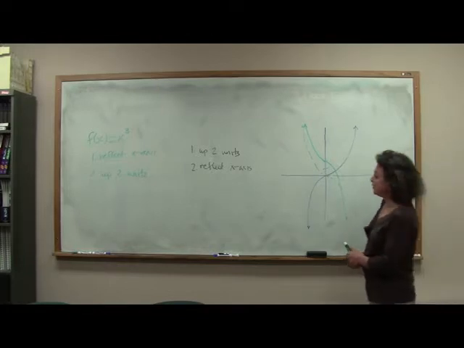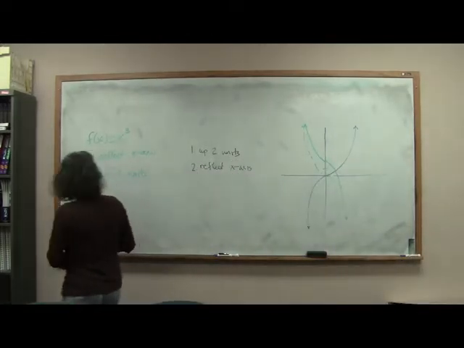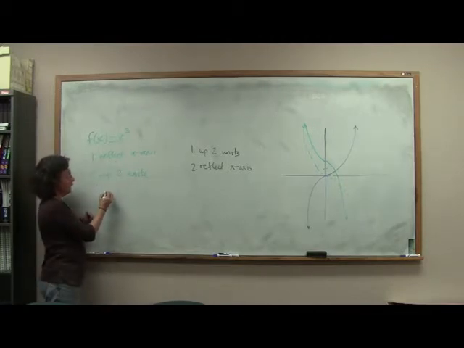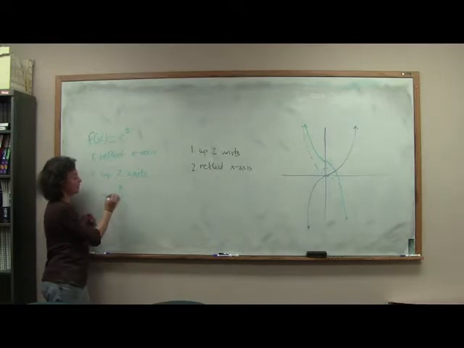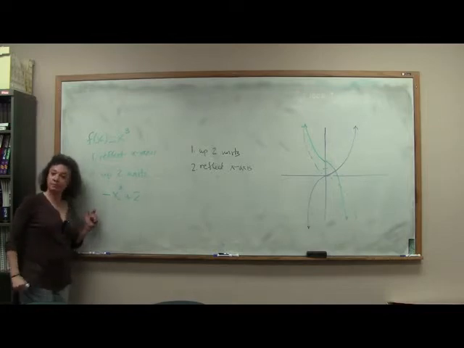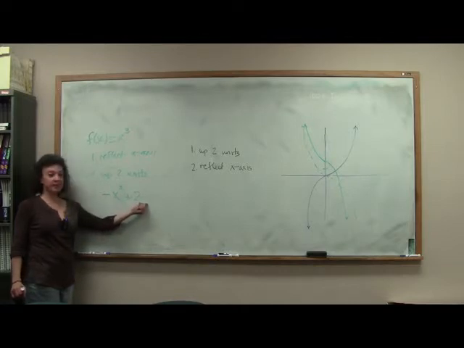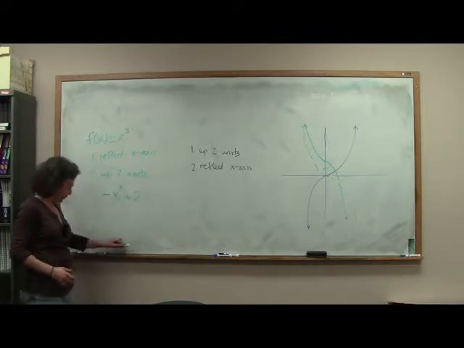Okay? So, if we were to write this in function form, well, to reflect about the x-axis, that means you put a negative in front of your function, and then you move them up 2 units. Our order of operations follow. You do the multiplication before you do the addition and subtraction.